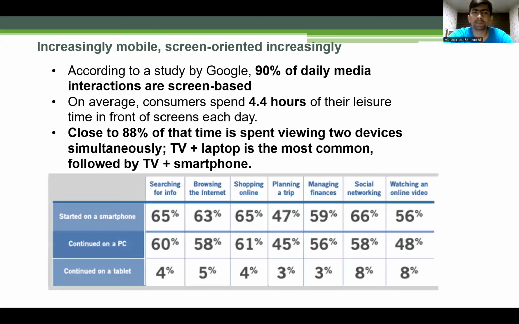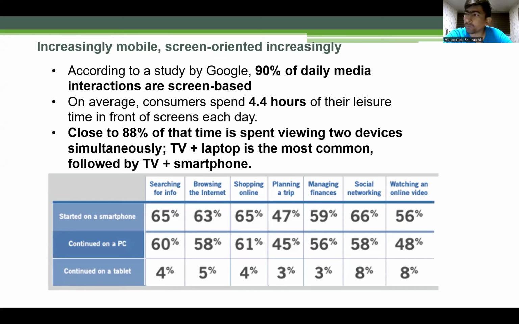So next, if you look at this slide, there is the distribution of screen interaction in daily life by using daily media.